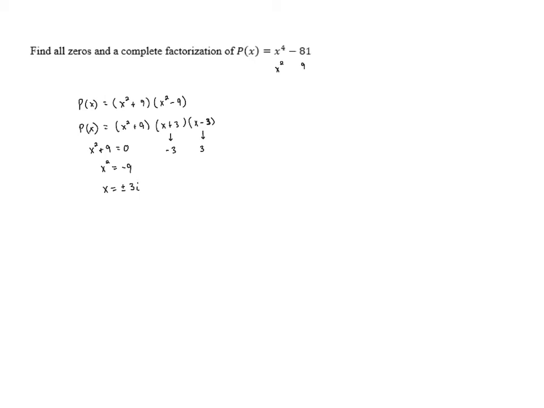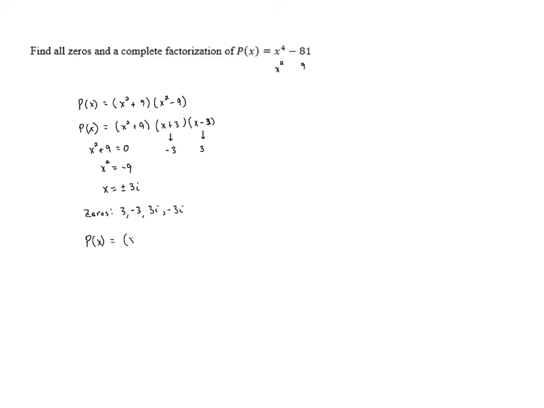So the four zeros, if we wanted to write them as a comma-separated list, are going to be positive 3, negative 3, positive 3i, and negative 3i. Now we know that 3 and negative 3 correspond with the factors x minus 3 and x plus 3, but 3i and negative 3i are also going to correspond to their own factors.